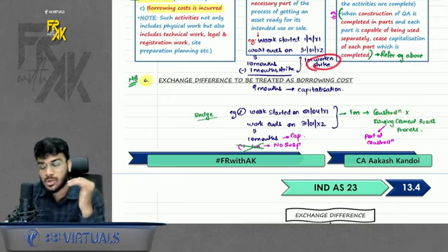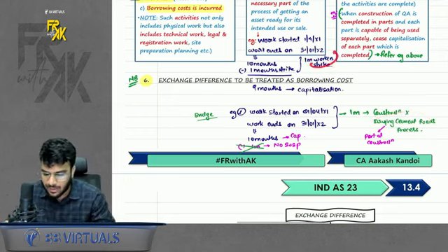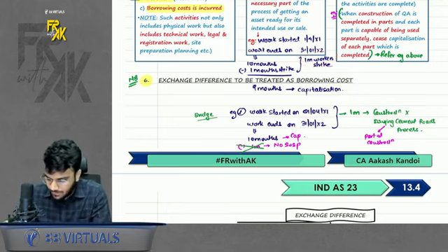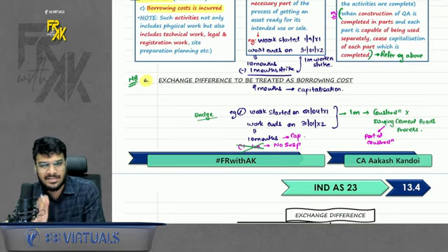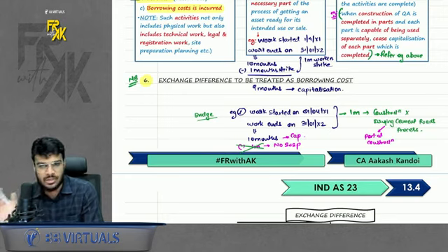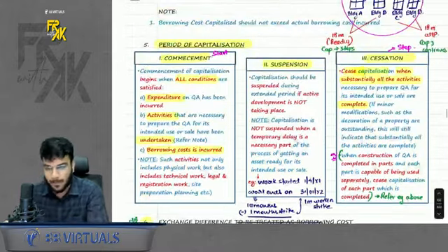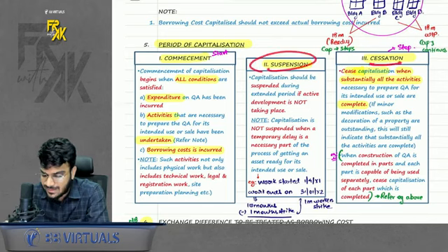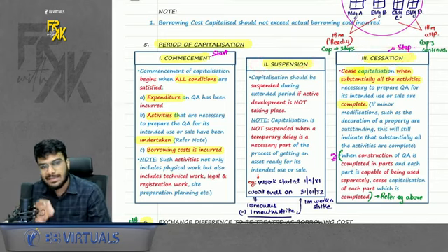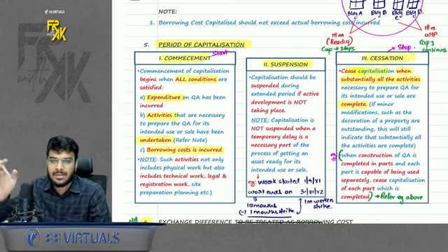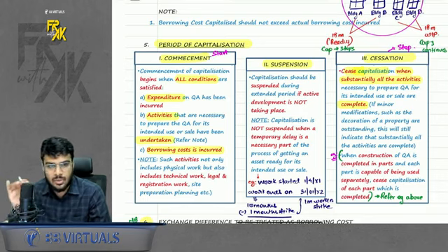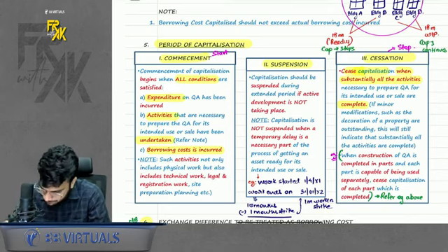But workers going on strike is not a normal thing. So in that you will not capitalize. Here, if the stoppage of construction is a necessary part of your construction, then you will not halt the capitalization. You will capitalize for the full 10 months. Okay, this was suspension. Next is cessation. What is the meaning of cessation? Cessation simply means when will you stop the capitalization. So you will stop when the asset is ready for use or when the activities are substantially completed.